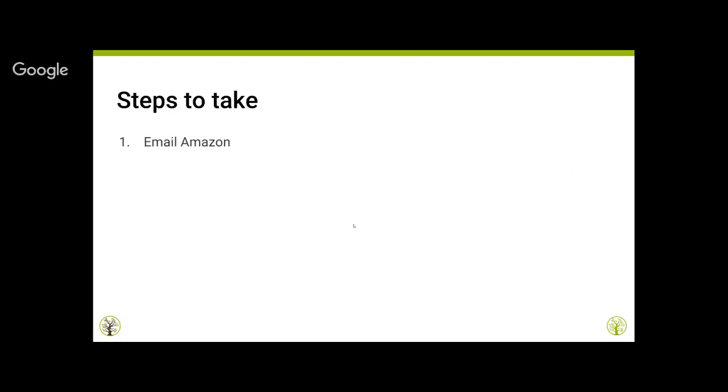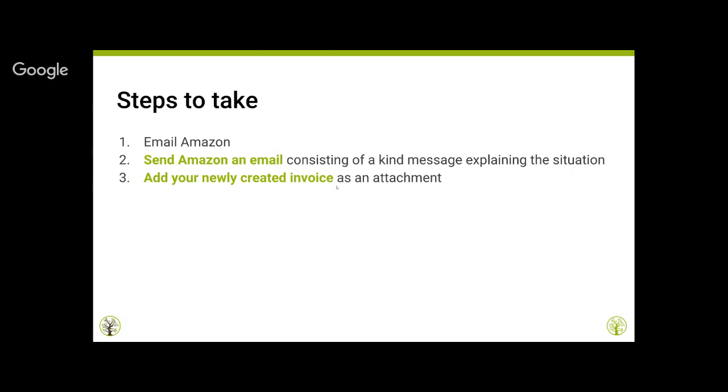First of all, you will be sending an email to Amazon, and you're going to send Amazon an email consisting of your message. So just again, give them a kind message explaining the situation. Maybe you explain how your product is manufactured by you and the manufacturer you use, and that you created this listing, and then give them proof of that. So here's where we're also going to attach our invoice, which matches up exactly.